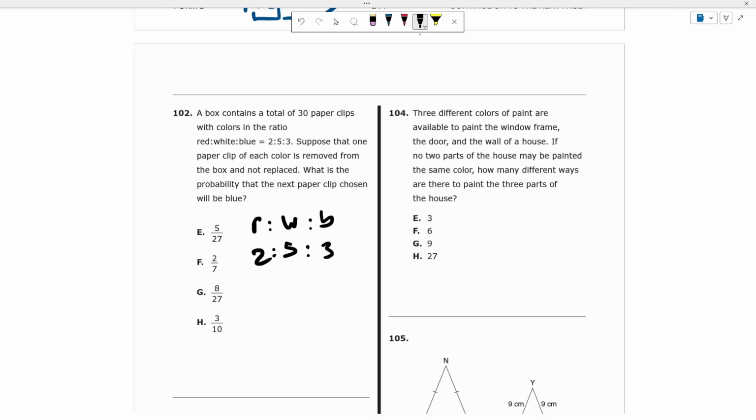So the way to solve for this is first we need to find out how many actual red, white, and blues there are. Because we have a total of 30 paperclips, right?